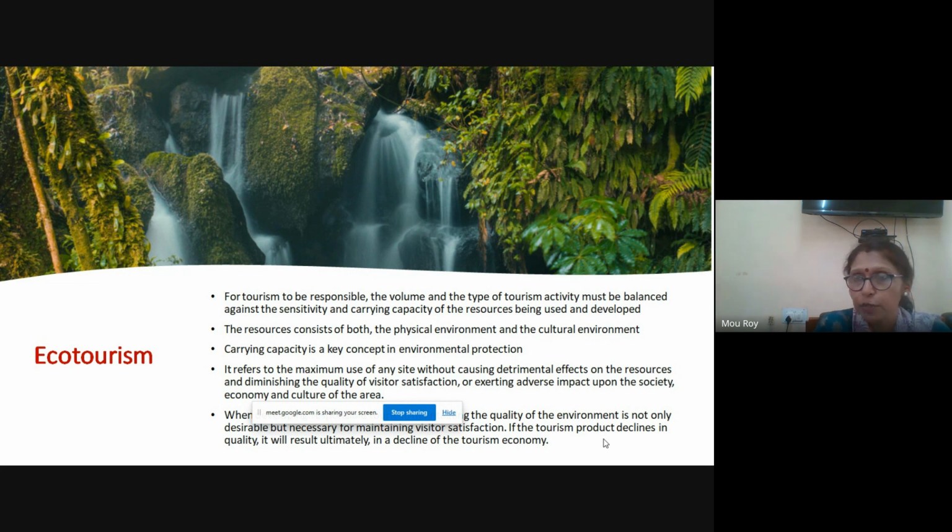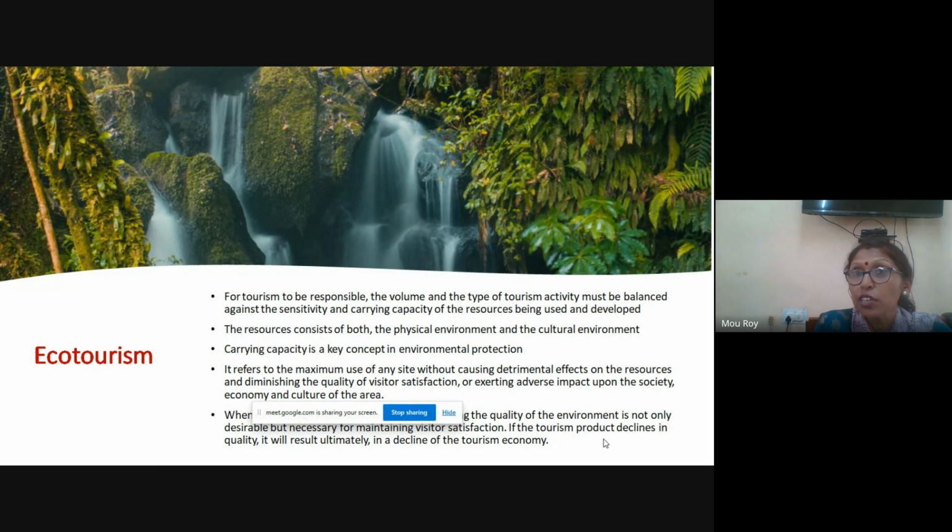But what happens is that the destination is not managed in such a manner that it is able to adapt to the inflow of tourists. There are many destinations, not only in the country but across the globe, where the destination is very small but the inflow of tourists is huge.